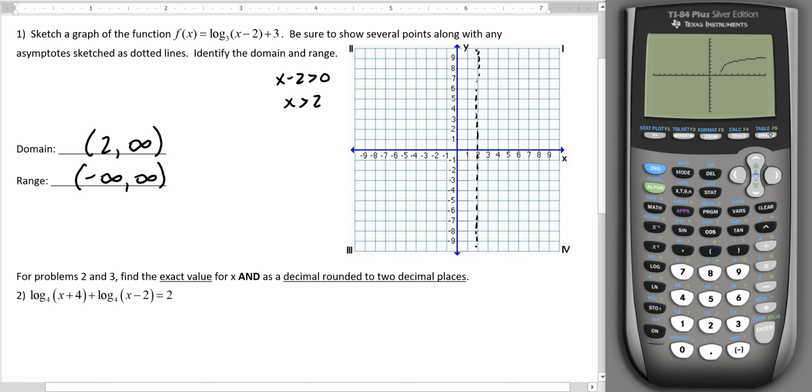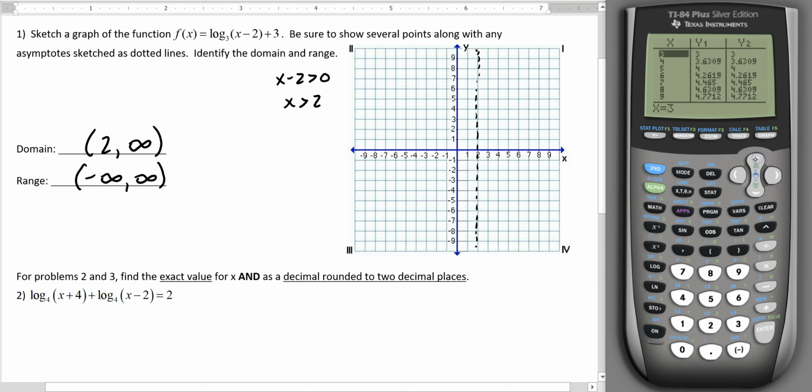So next I want to look at a table of points. It says in our instructions, be sure to show several points. So I'm going to do second table, and I'm down in the negatives. Of course, there's nothing there. And here we go. Let's see, can we get to 5 before the end? No, we can't. It happens at 11.